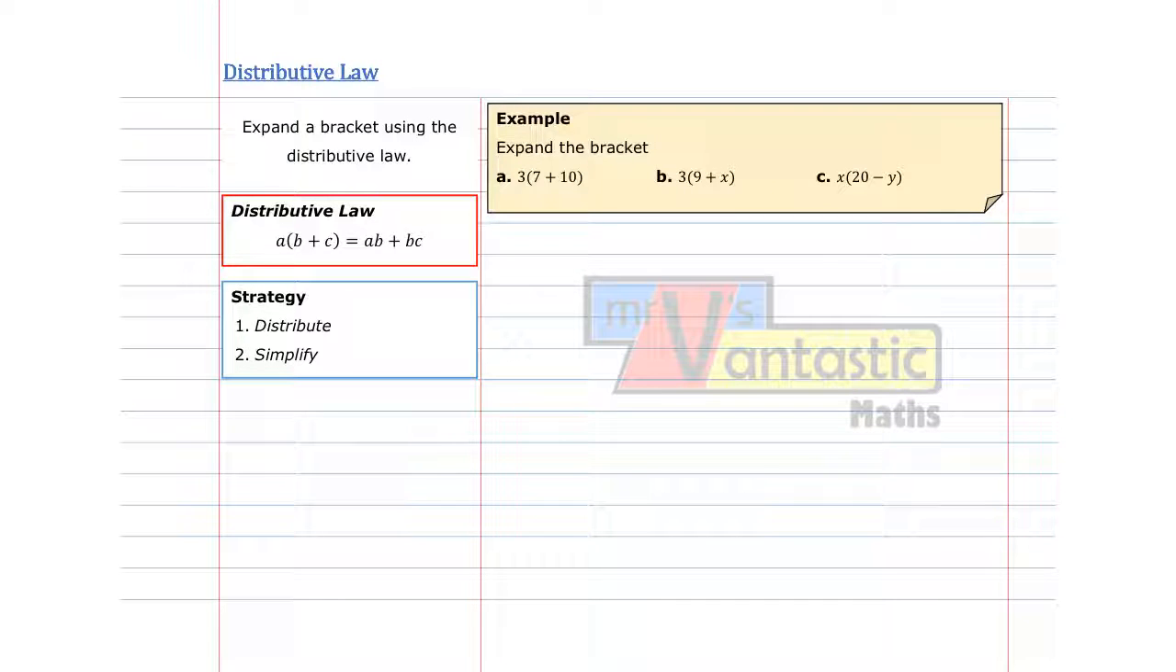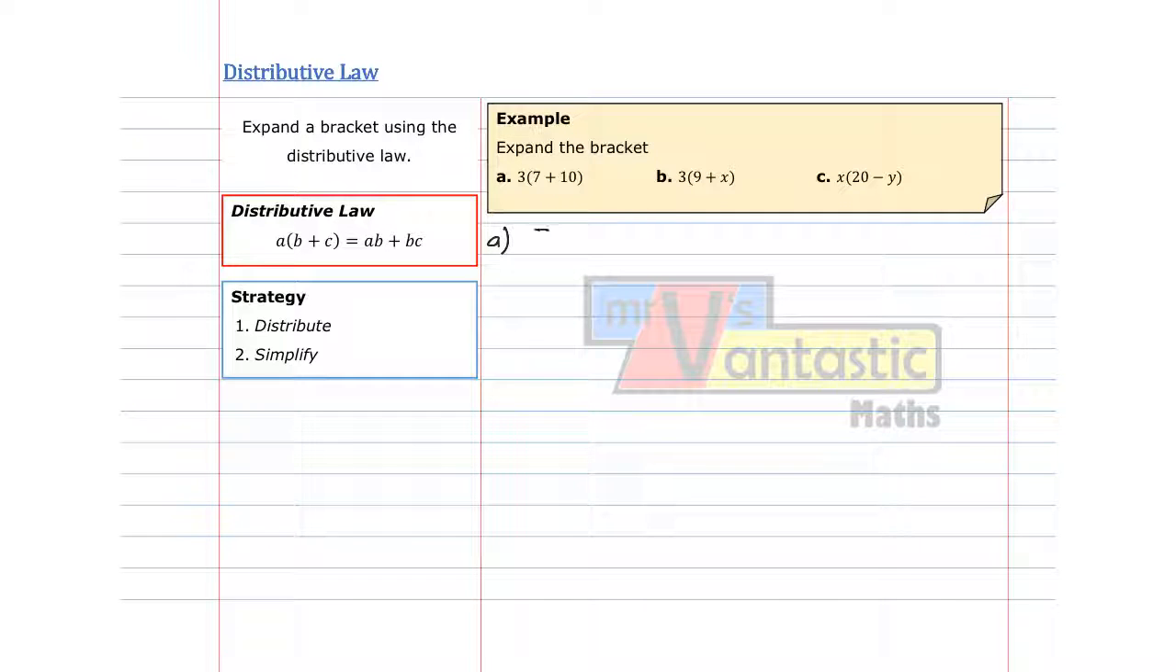This is Mr. V. In this video, we will expand a bracket using the distributive law. So we want to expand the bracket 3 multiplied by the bracket 7 plus 10. And of course, we can evaluate this by first evaluating the bracket and then multiplying by 3 as per our BOM does. But in this case, we specifically want to expand the bracket, which is a good mental strategy to simplify some problems.